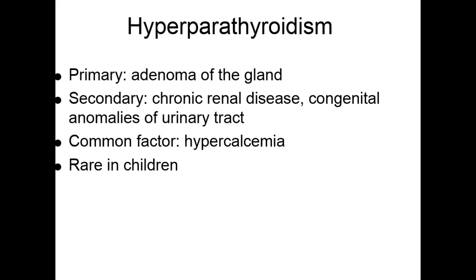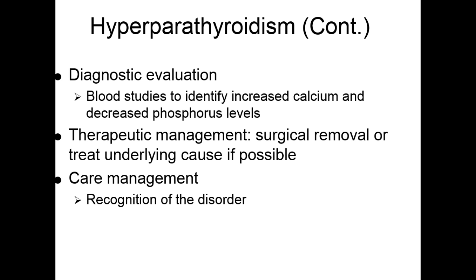Hyperparathyroidism, usually it's an adenoma or tumor of the gland. That's the primary. Secondary, we can see this with chronic renal disease, congenital anomalies of the urinary tract, and the common factor is too much calcium. This type is usually very rare in children. Not to spend a lot of time on it, but obviously there are blood studies to identify the increased calcium. Therapeutic management would be surgical removal if there is a tumor, or treat the underlying cause. The biggest thing in this is the recognition of the disorder.